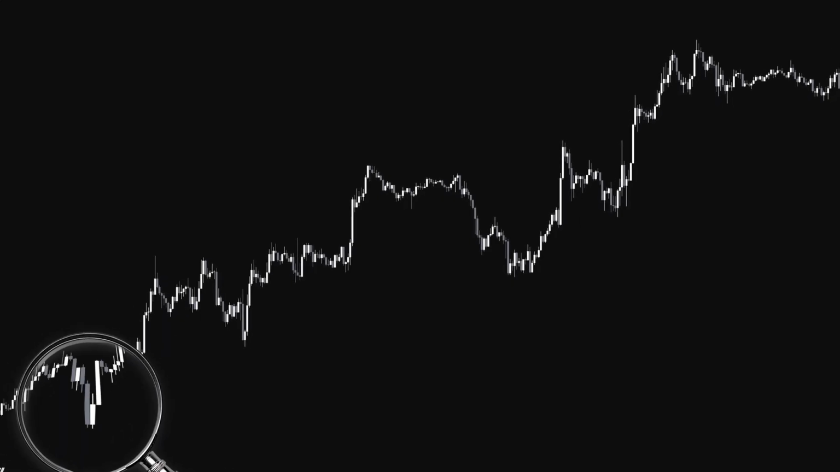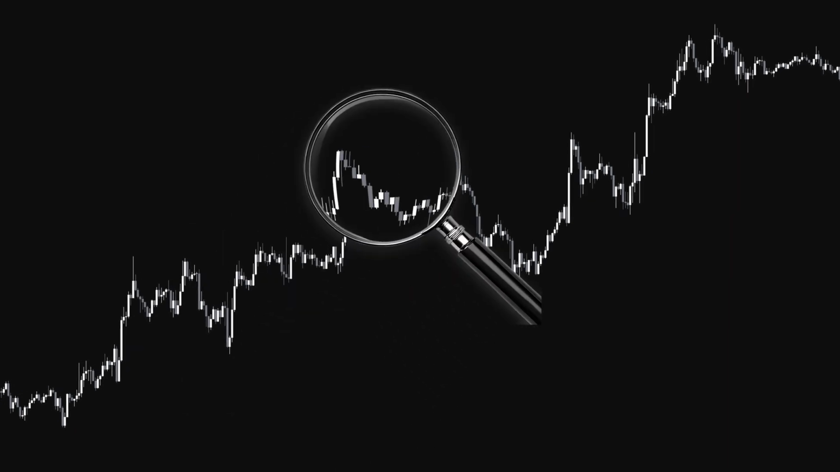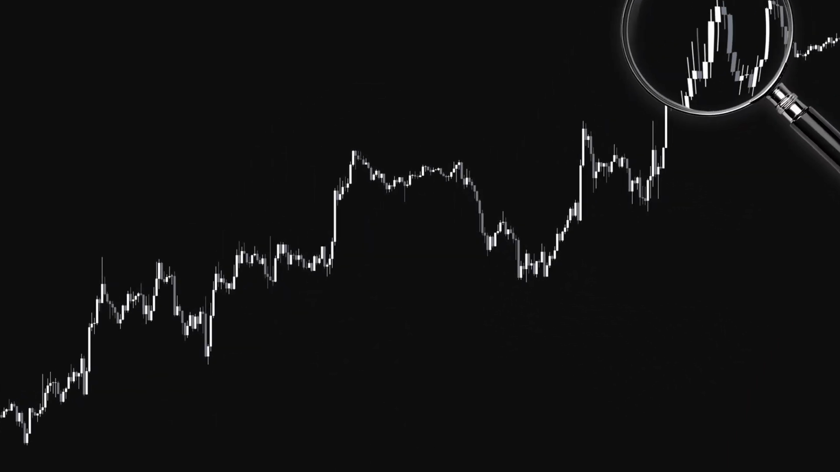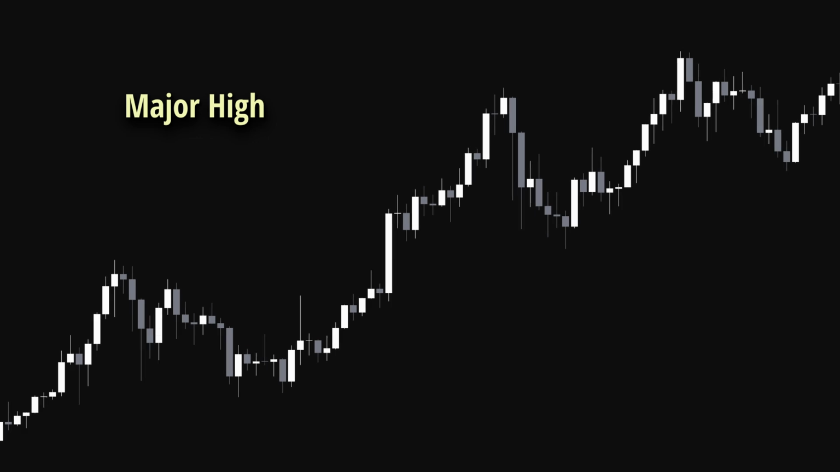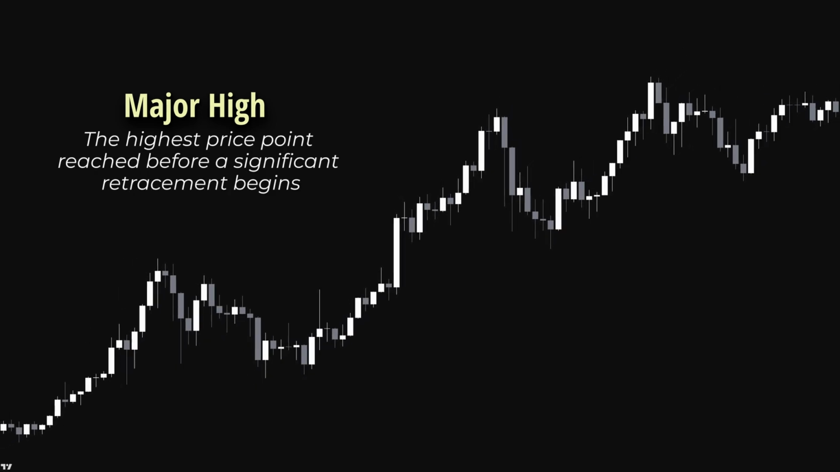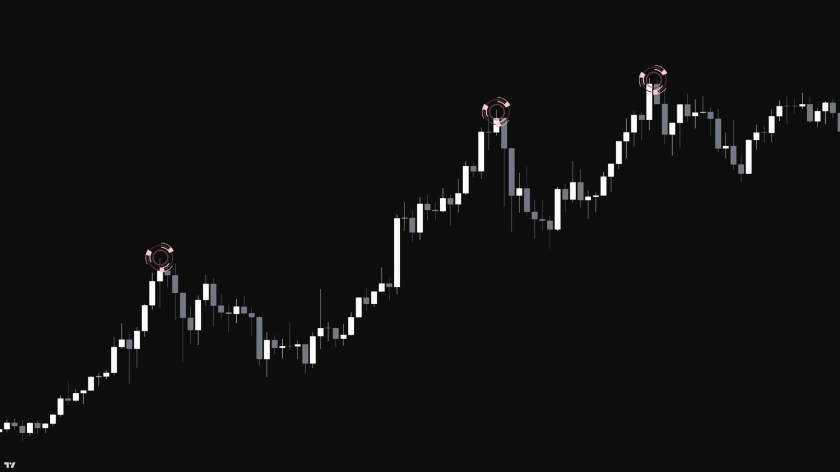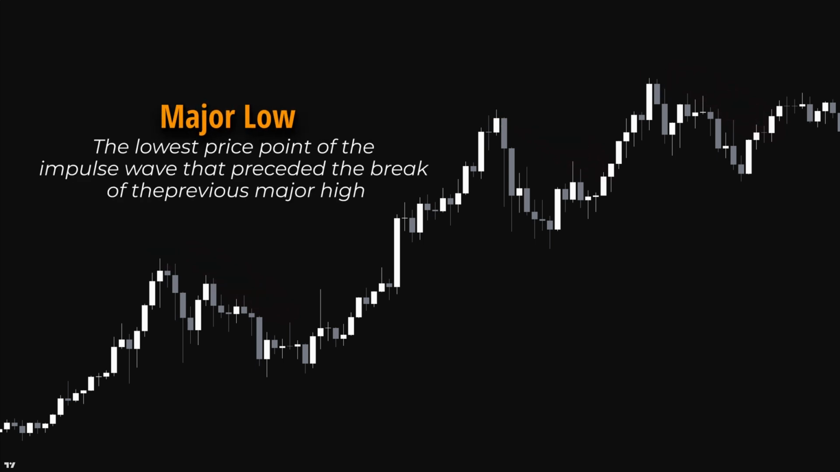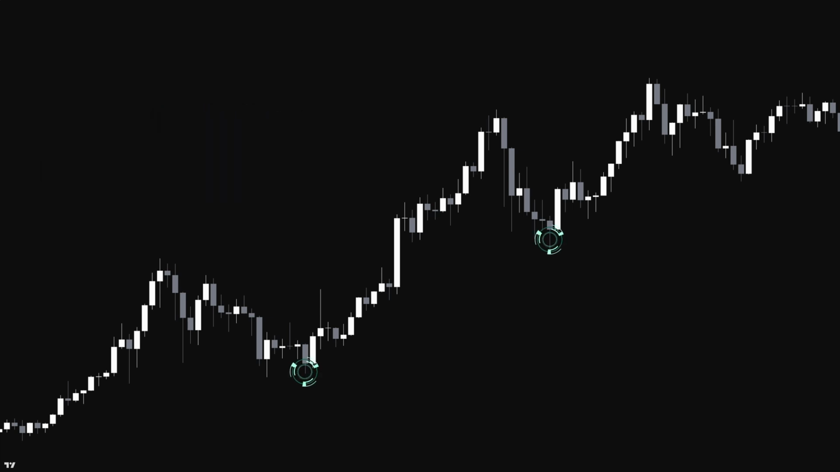Accurate identification of major structural levels requires specific criteria, not subjective interpretation. Major high definition, the highest price point reached before a significant retracement begins. This represents where selling pressure overcame buying pressure sufficiently to reverse the immediate trend. Major low definition, the lowest price point of the impulse wave that preceded the break of the previous major high. This level represents where buying pressure was sufficient to initiate the upward movement.